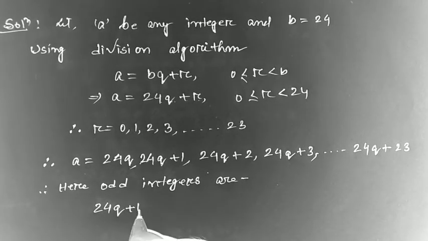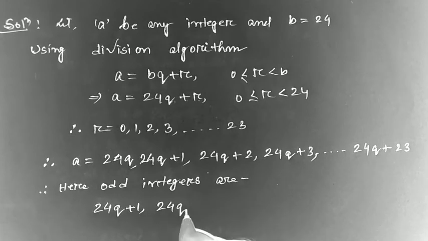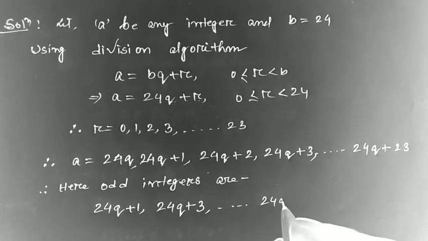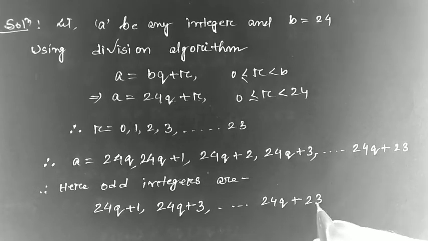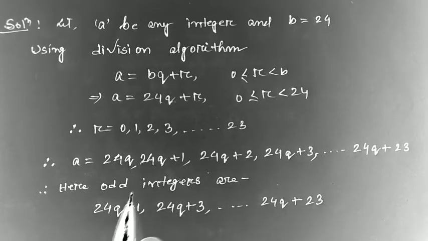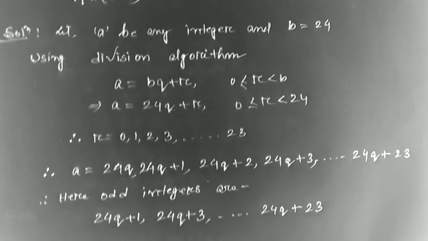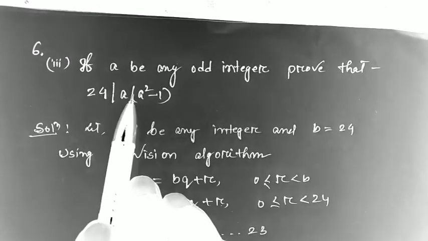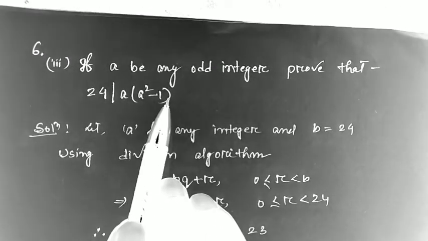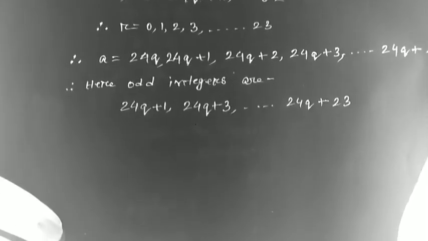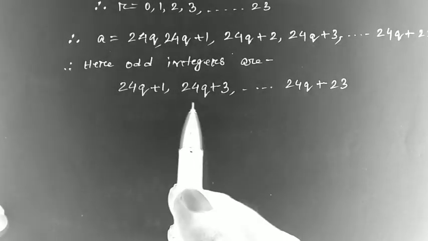24q plus 1, 24q plus 3, and in this way up to 24q plus 23. So by considering these integers, we have to prove that 24 divides this term, a into a square minus 1. So first of all, see, for a is equal to 24q plus 1.